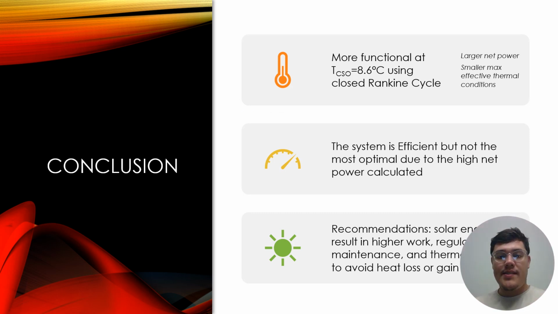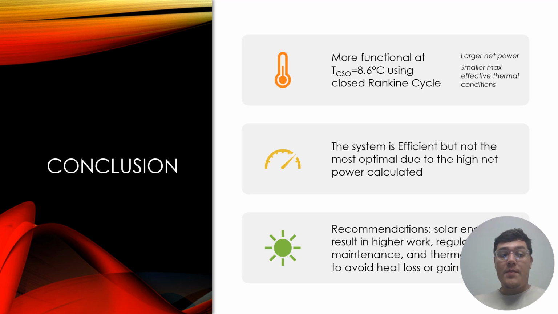So what does all this data mean? Well, we can conclude that the OTEC system in a closed Rankine cycle is more functional at that temperature, 8.6 degrees Celsius. This is due to having a larger net power and smaller max effective thermal condition than the 8 degrees Celsius system. At a constant isentropic efficiency, the system was efficient, but due to the high net power, we can say that it is not the most optimal.